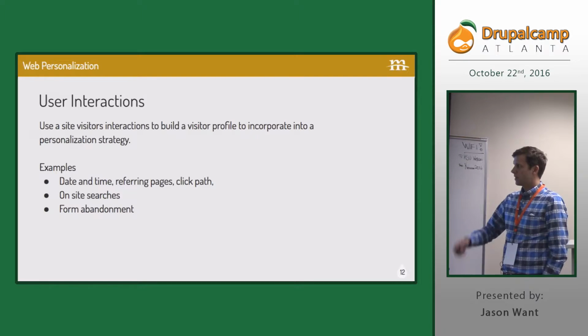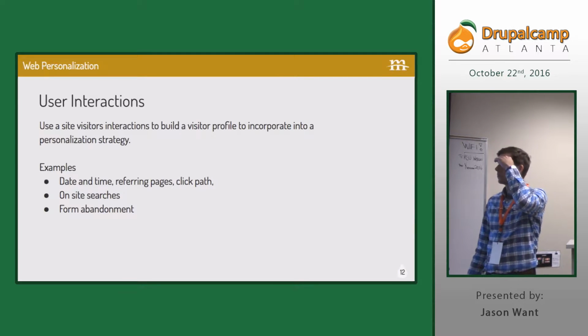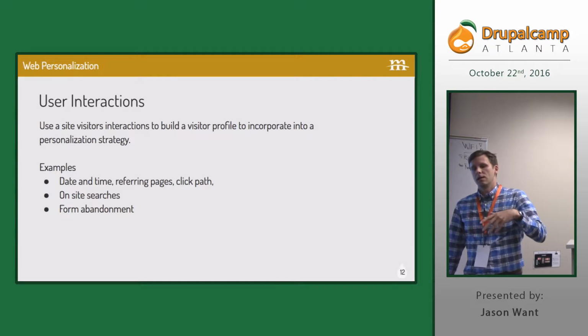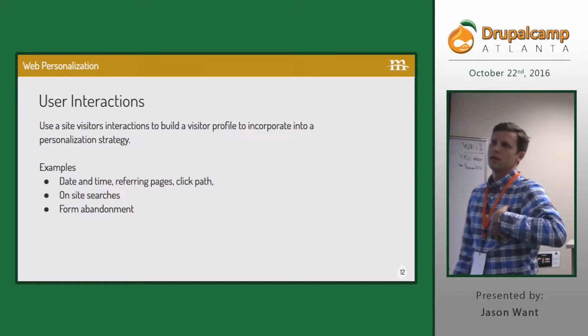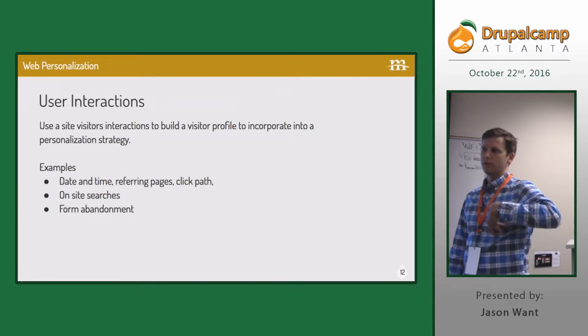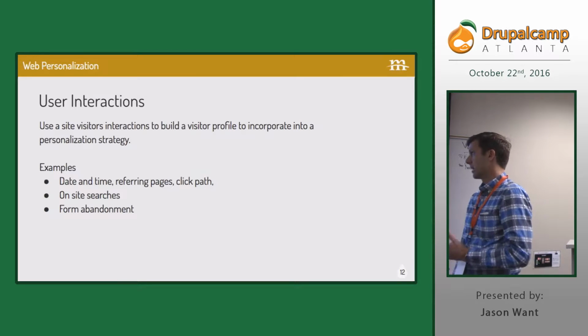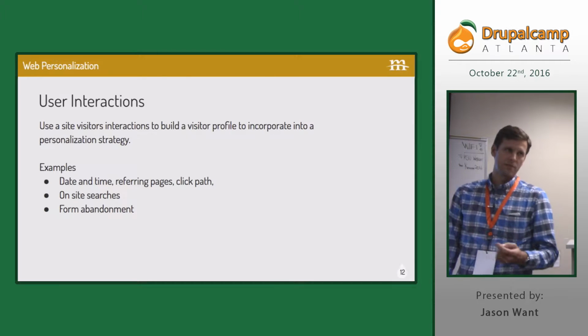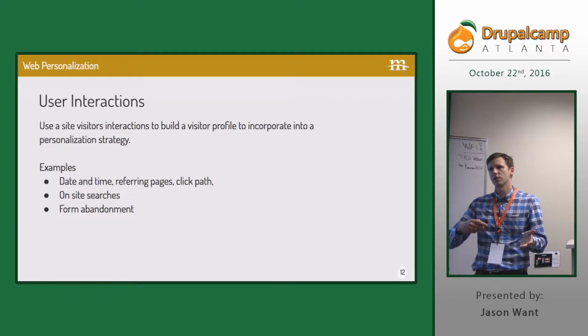And then we have another category, user interactions, and this is implicit information where, based on the way they interact with your site, like the time of day, you start to understand a little bit about your audience when they're browsing your site, and site searches and forms they fill out, or form abandonment, like they go through a shopping cart process and then they leave the cart.